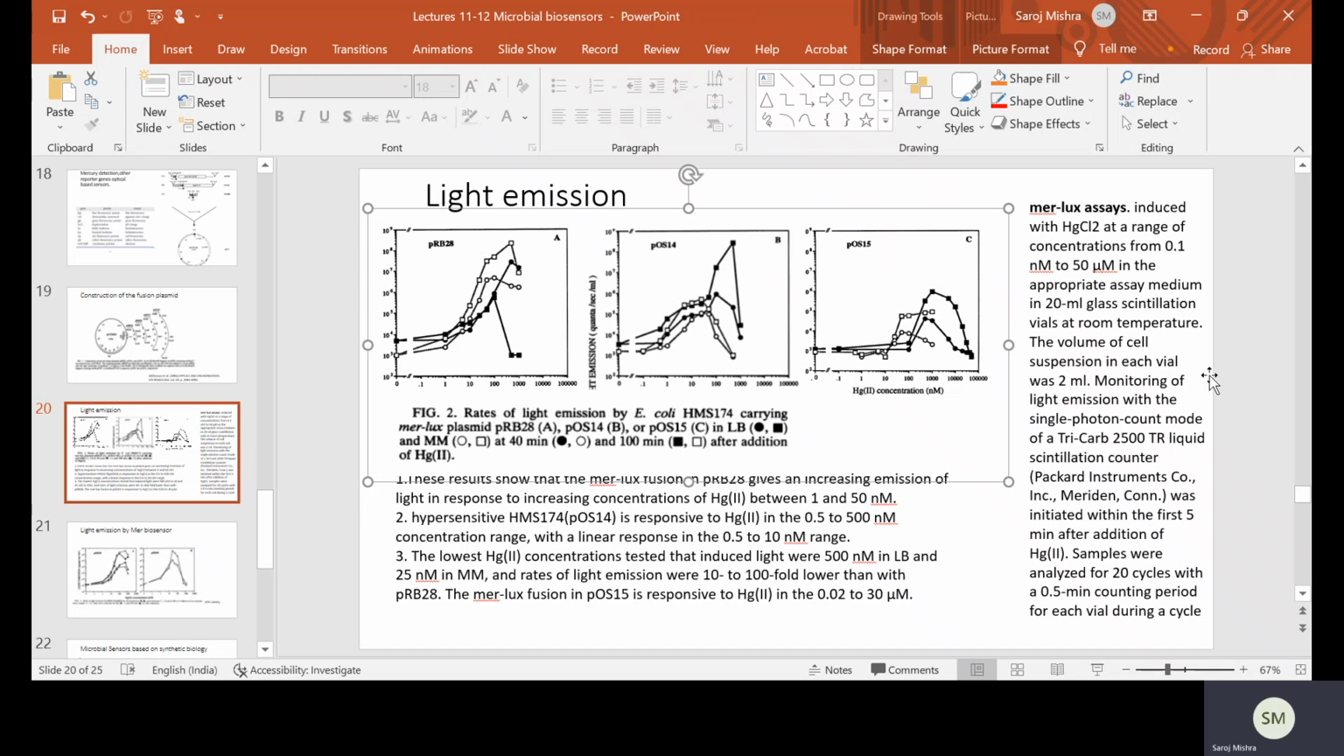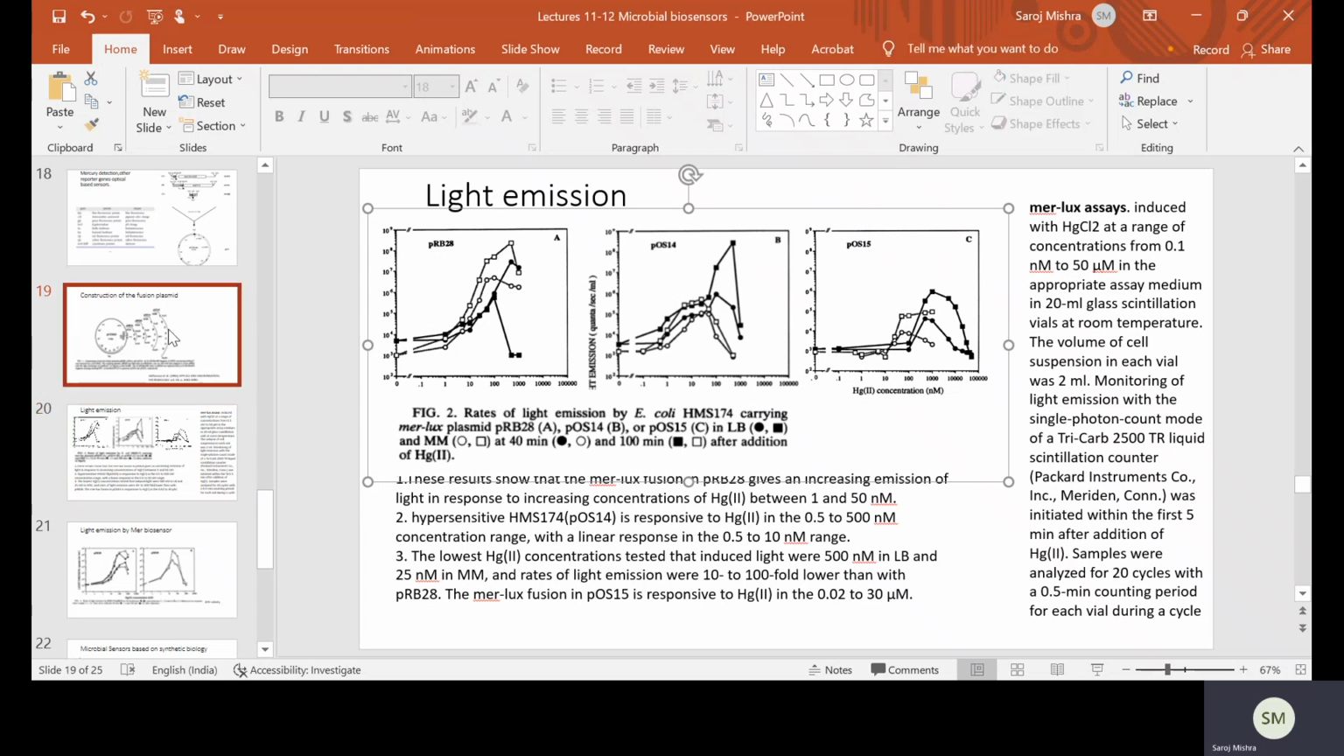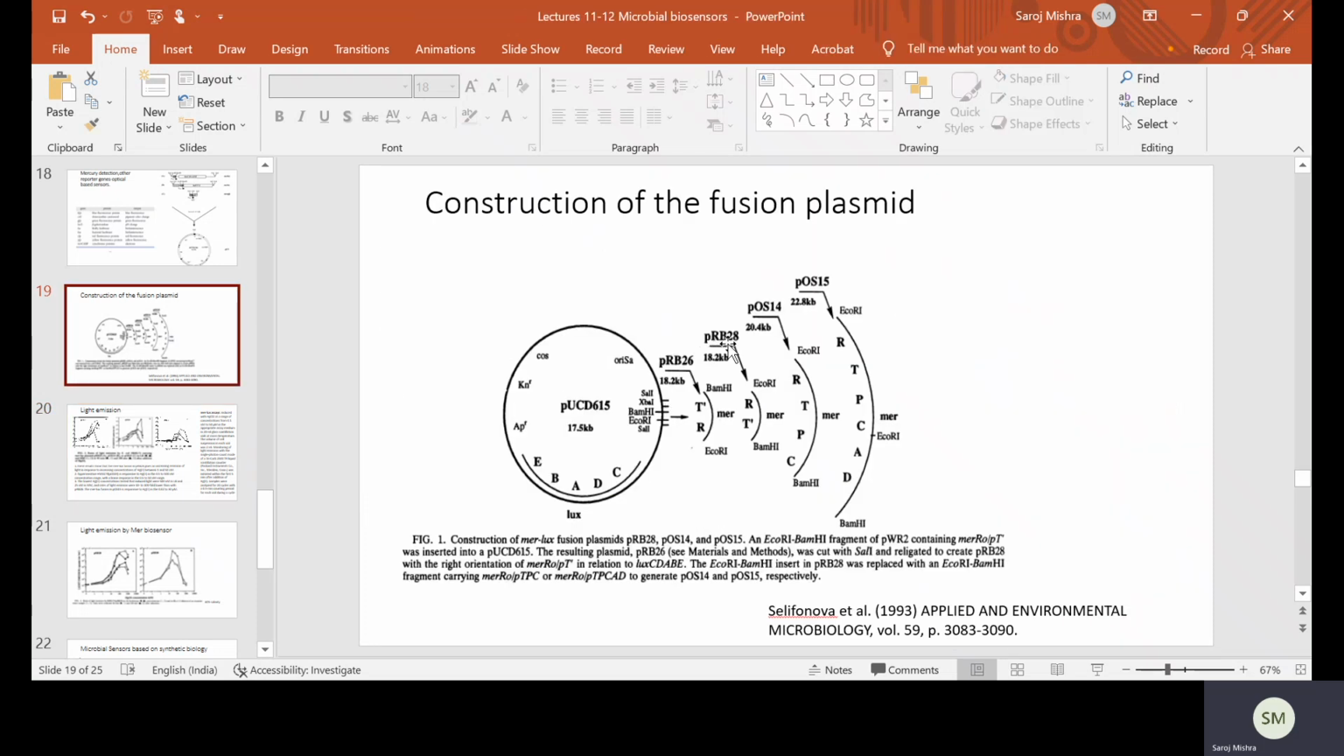Okay, so now let us see how these Mer and Lux assays are being carried out. So imagine now you have a recombinant cell, E. coli, which contains either the plasmid PRB28, and I have already shown you the construction of PRB28. PRB28, for example, only has a fragment of the T gene, not the entire T gene, but however it codes for the repressor. It also has the operator and promoter.